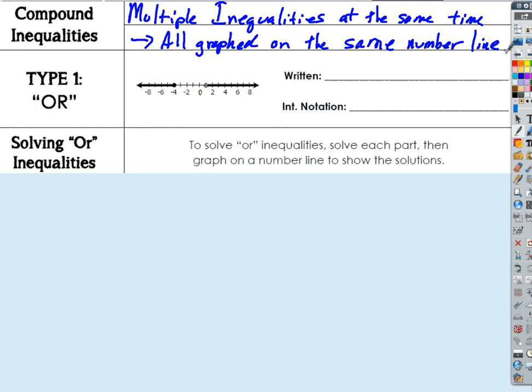Let's do a little experiment here to give us some insight into the difference between the words "and" and "or." This is in math, but it really means essentially the same thing in English too. Raise your hand if you are taller than 5'10". Raise your hand if you are shorter than 5'7".